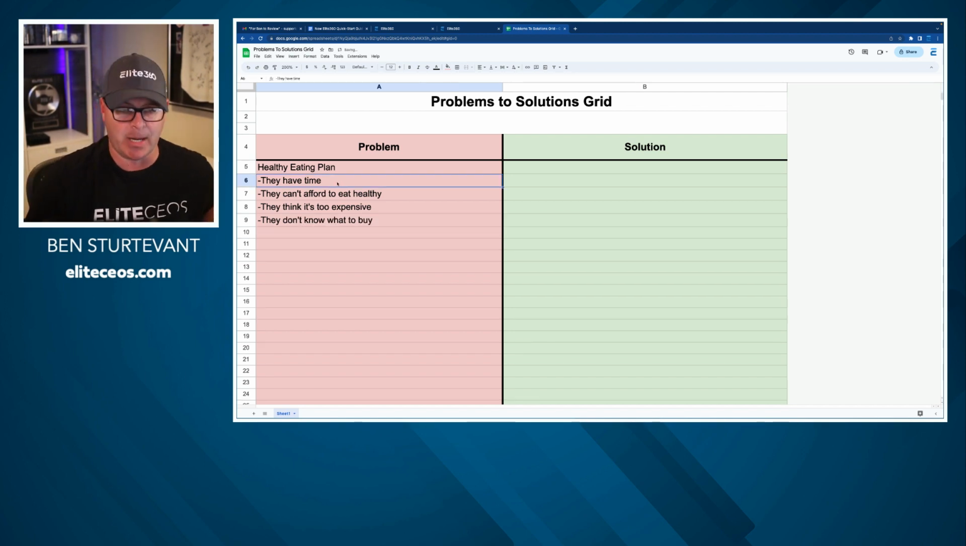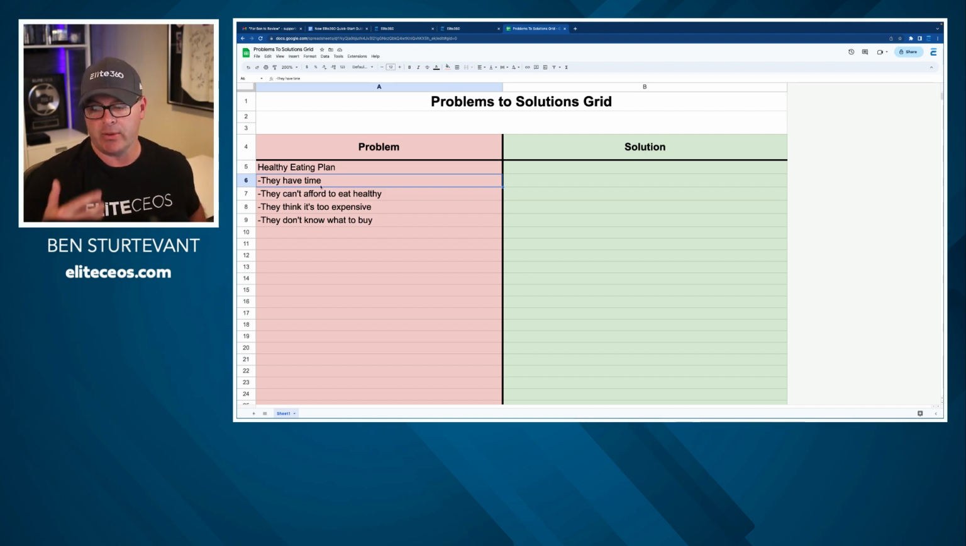So let's talk about some of these things. If you're in the health and fitness space, and you're helping people to try to lose weight, who doesn't have the time? A lot of people, right? Whether they have kids, they're always going in different directions. I know my family experienced that firsthand.